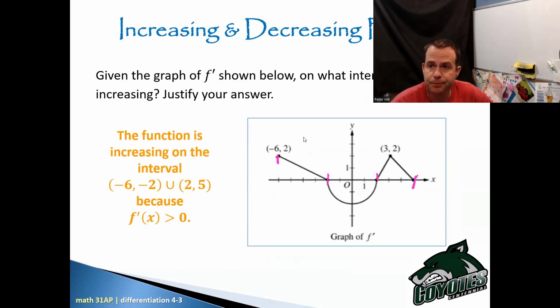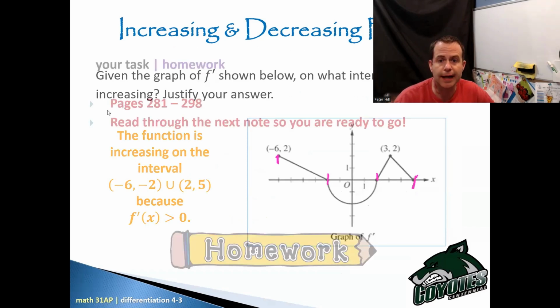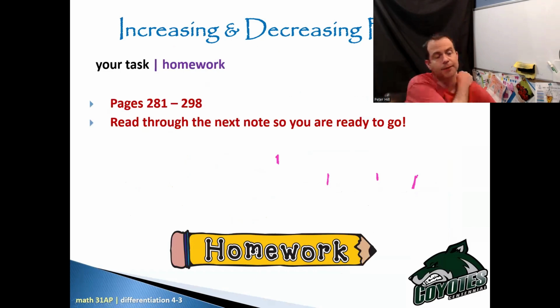Okay. All right, this one definitely wasn't as long as part 1. That concludes our time together as far as talking about increasing and decreasing. This actually leads us into the first derivative test, which will be the next conversation we have. But we'll save that for another day.